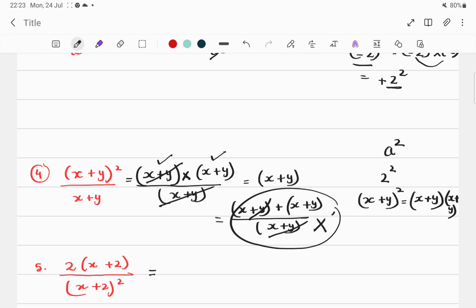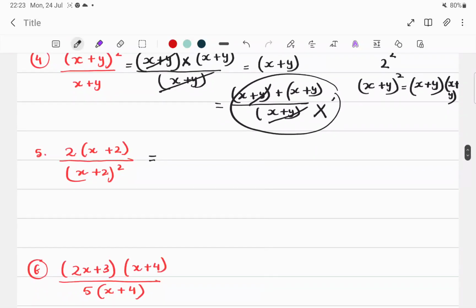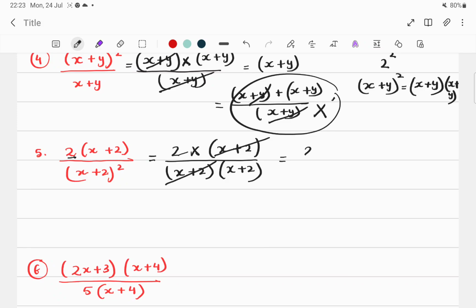Now the next part is 2 times x plus 2 over x plus 2, the whole square. So here it is 2 and then a bracket, so that means it is a multiplication. So 2 times x plus 2 divided by x plus 2 times x plus 2. Again here it's a multiplication, so one factor is x plus 2, one factor here is x plus 2, that will be cancelled out, and in the numerator we are left with 2 and in the denominator it is x plus 2. So this is the final answer.